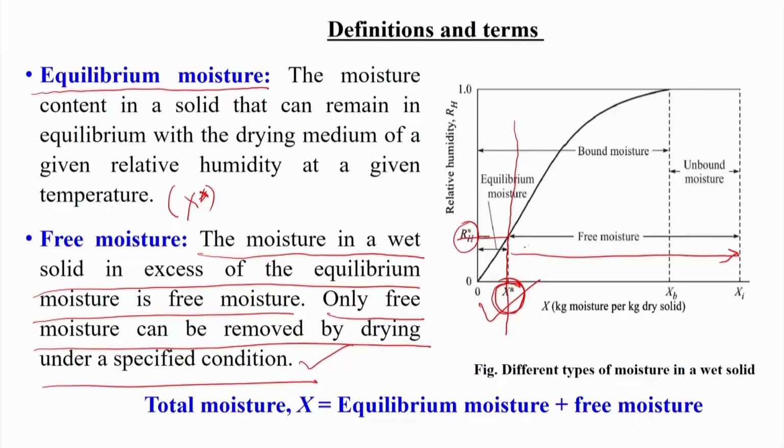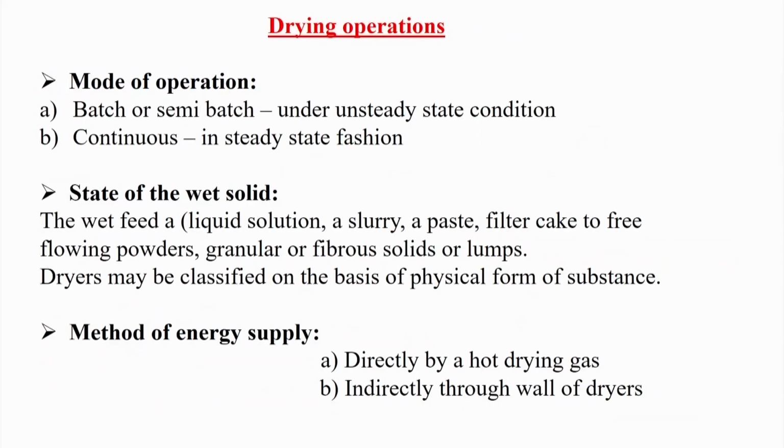So, we can say free moisture can be separated from the drying process in a particular prevailing drying condition. We always ask which moisture is separated during this drying process. The answer is that only the free moisture is separated during this drying process, and equilibrium moisture cannot be separated by this drying process. Okay. Now, we will be discussing the drying operations as a whole.